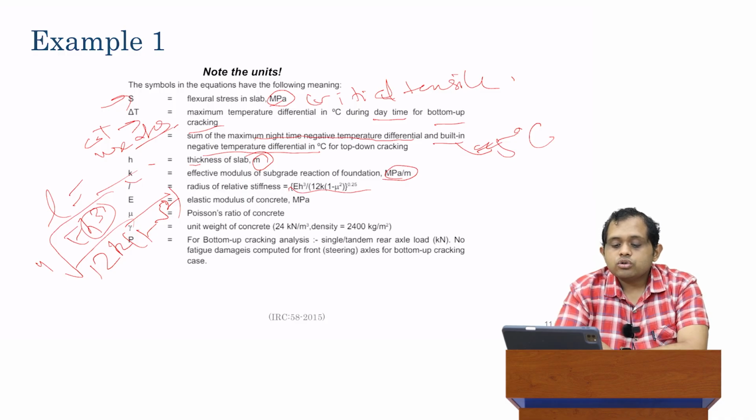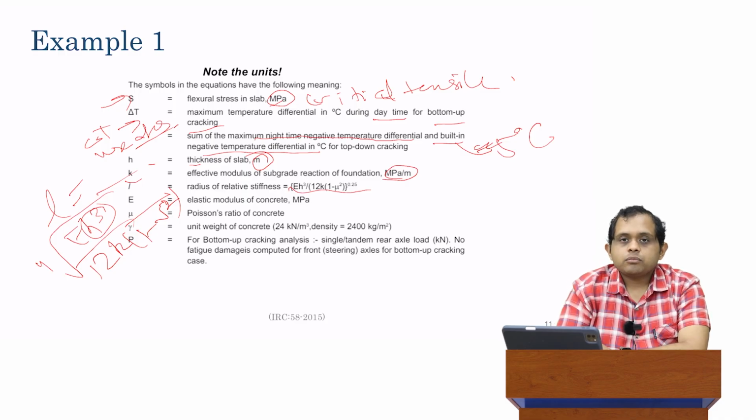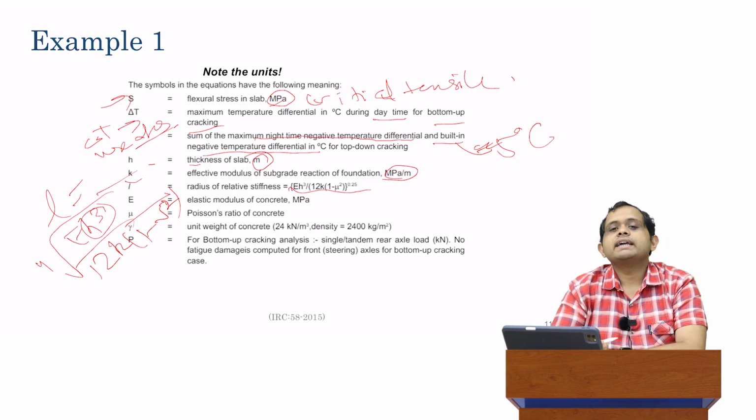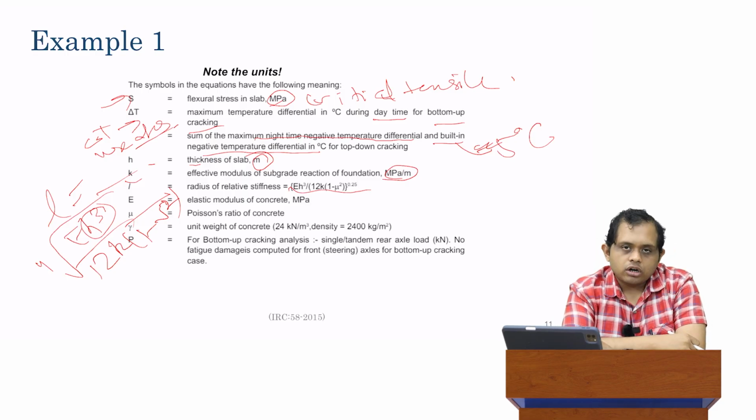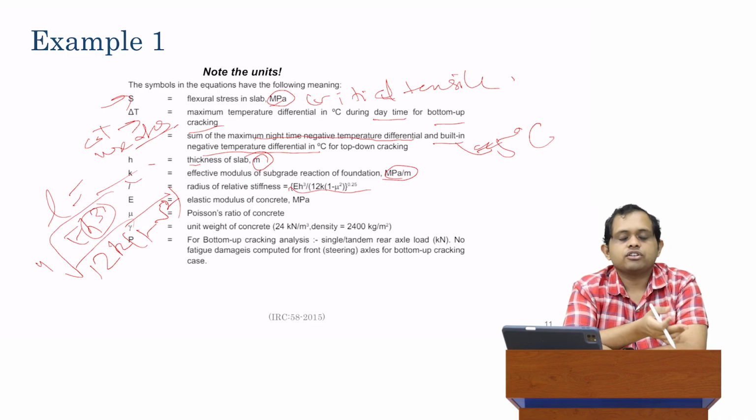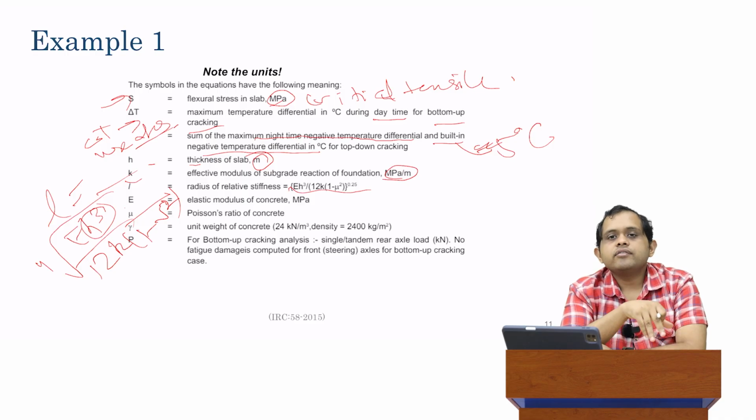meters. What are the units of E? E is the elastic modulus. Previously, we have been using the elastic modulus, and it's always reported in gigapascals. So when you say elastic modulus of concrete, you always report it in gigapascals. That is our engineering convention. Whether it's concrete or steel or whatever material, we report the elastic modulus in gigapascals.